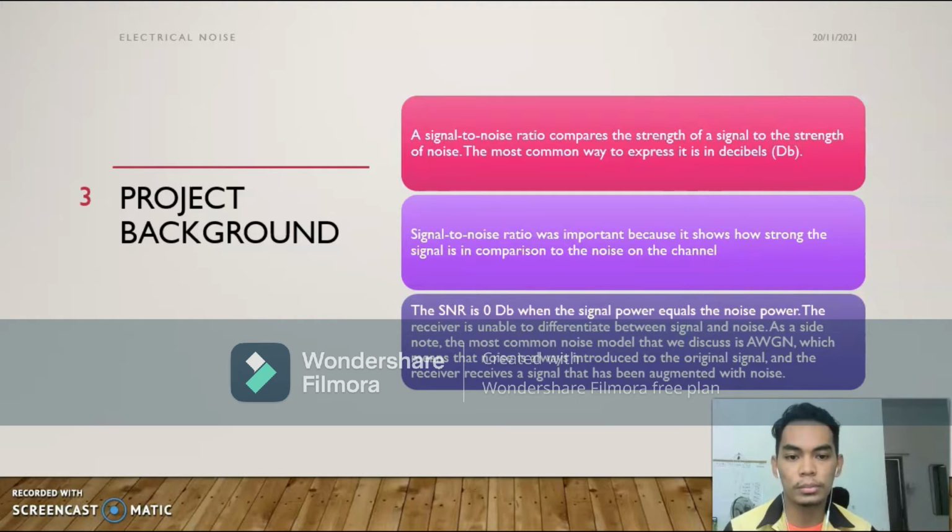As a side note, the most common noise model that we discussed is AWGN, which means that noise is always introduced to the original signal and the receiver receives a signal that has been augmented with noise.